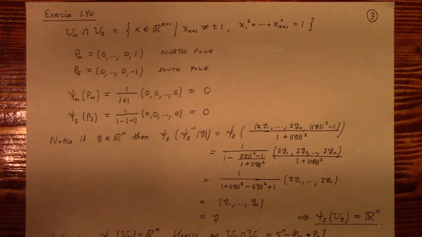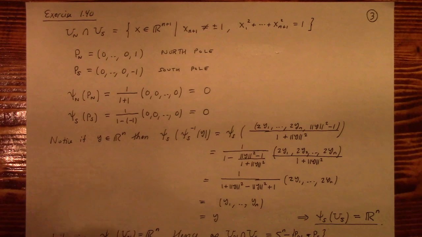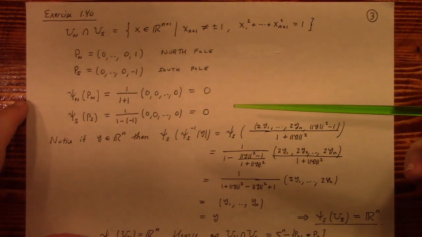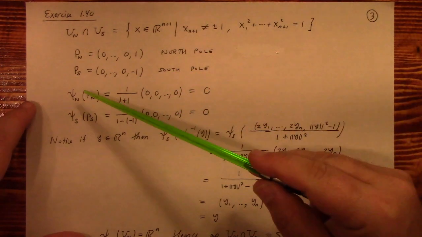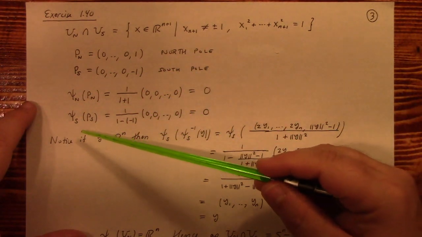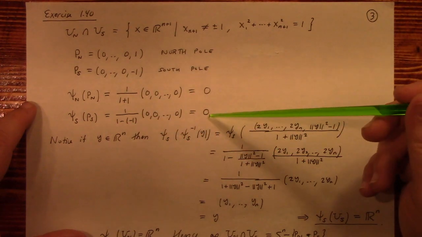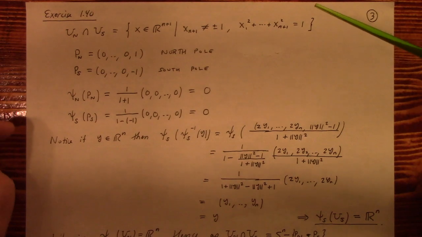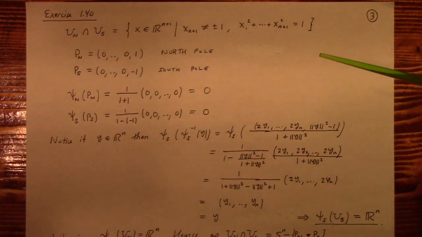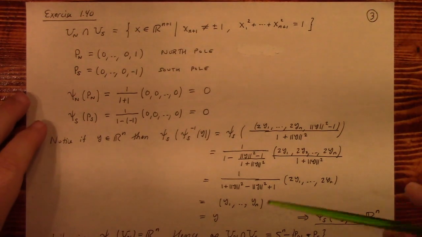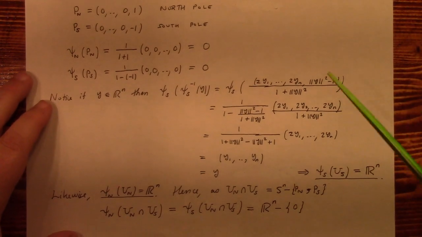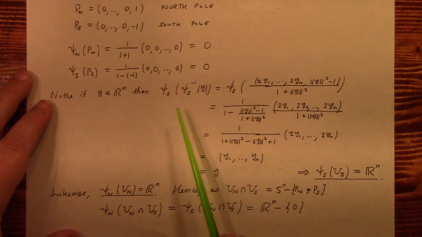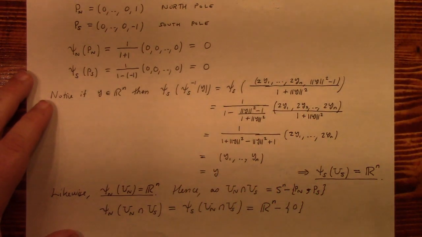Cool. Now, that's the North Pole, that's the South Pole, and if we look at the image of the North Pole under the North chart, we get 0. The image of the South Pole under the South chart, we get 0. So the poles map to 0 if they're in the domain of the chart. And then this, let's see, what am I doing? Now I'm just checking my work, making sure that it was a genuine inverse, so I'm just composing it. And look, it works, yay.